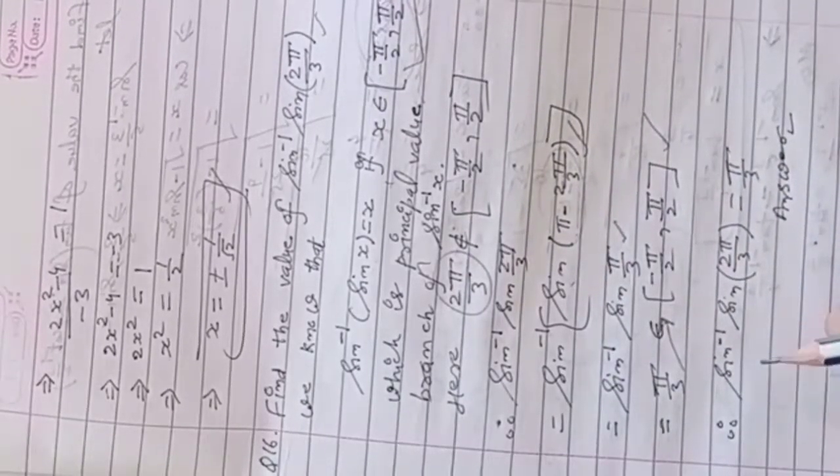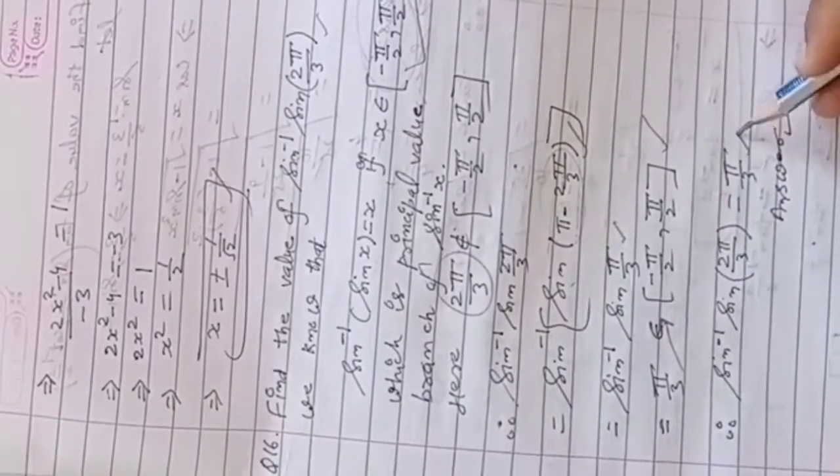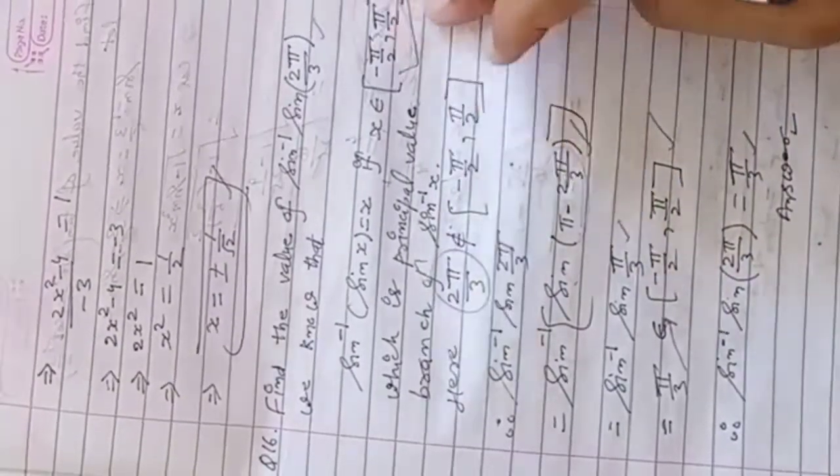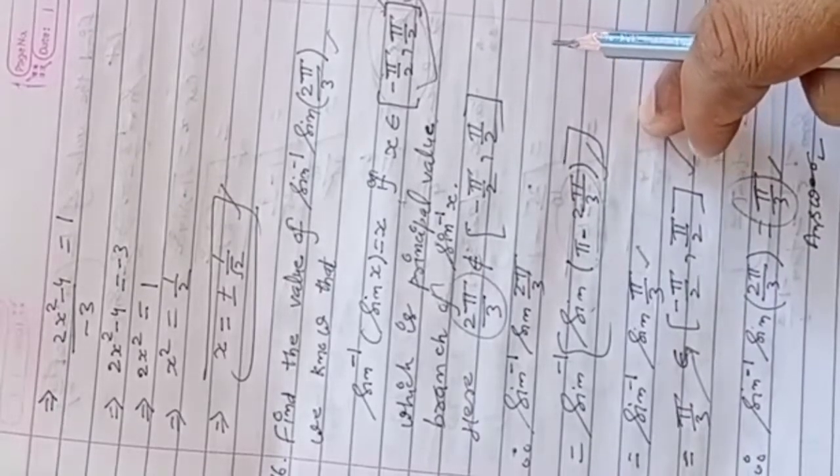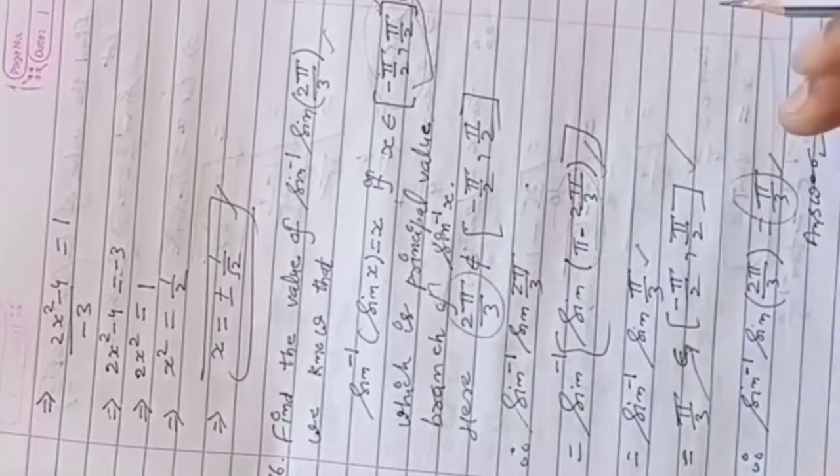So its value will be sin inverse sin 2 pi by 3 is equal to pi by 3 will be the answer. We have to check whether the value is coming in range or not. If it is not coming in range, we have to change it. So this is our required answer.